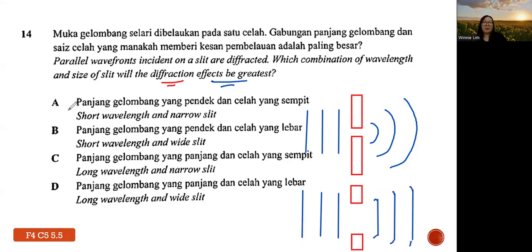So let's see the options. Short wavelength, not true. We want long wavelength. Then next, the slit should be what? Narrow. Wide cannot. So that's why the correct choice will be C.